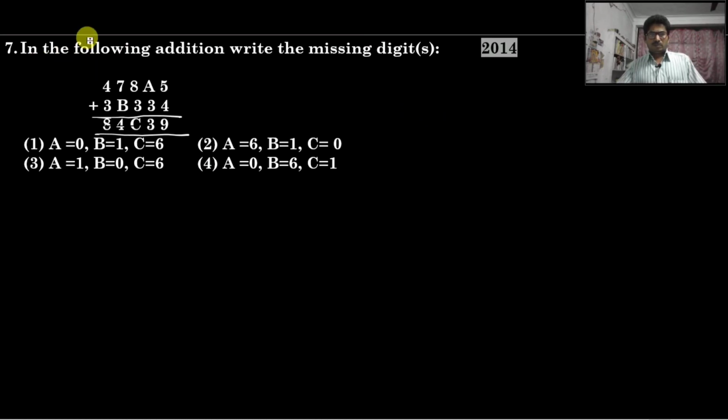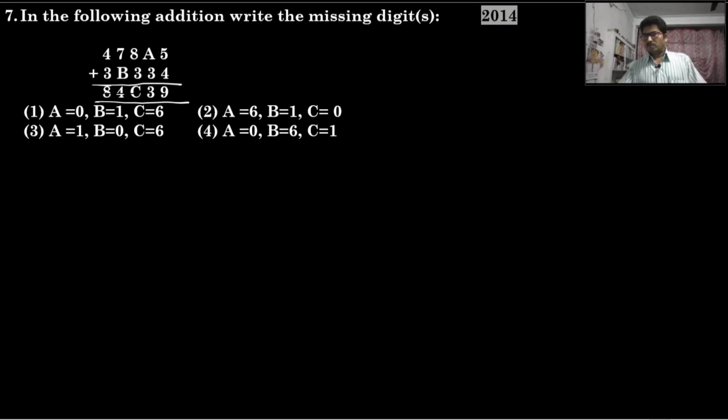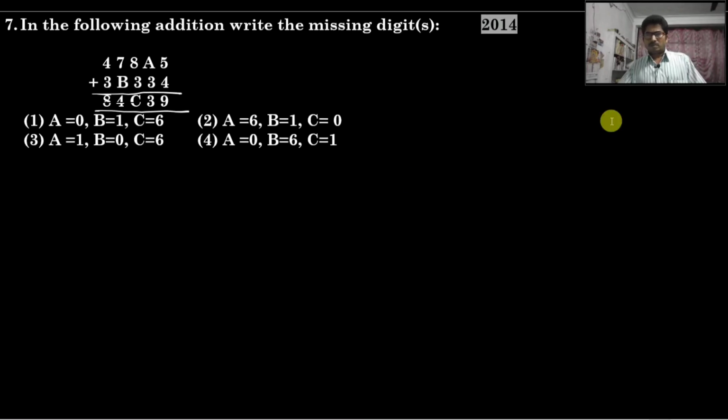Seventh question. In the following addition, write the missing digits. Missing digits. 5 plus 4, 9, okay. Here 3. How will we get 3 here? If we have 0 in this place A, we get 3 only. So first and fourth options have 0. So these are in competition.